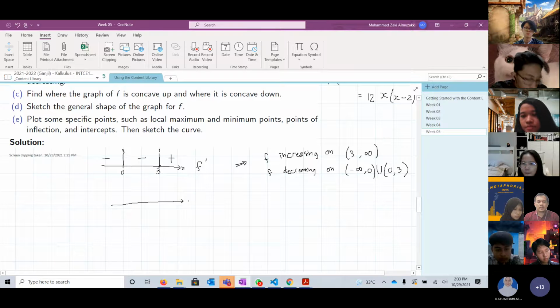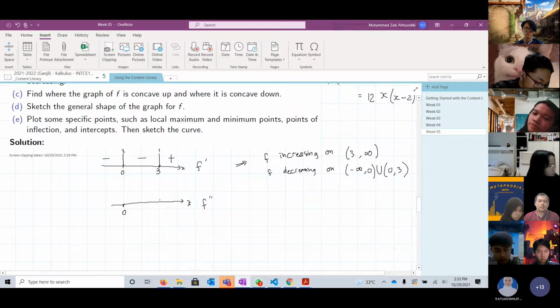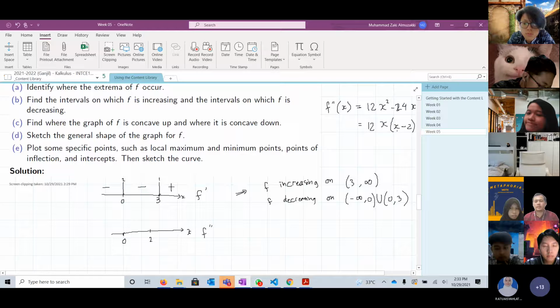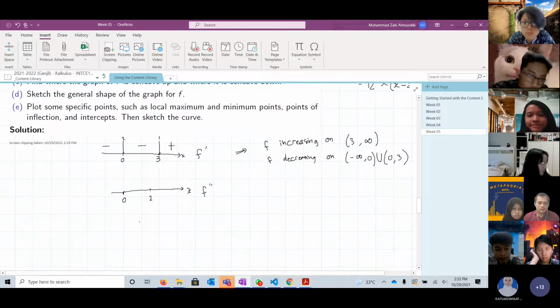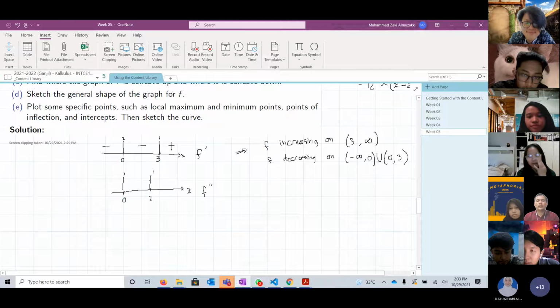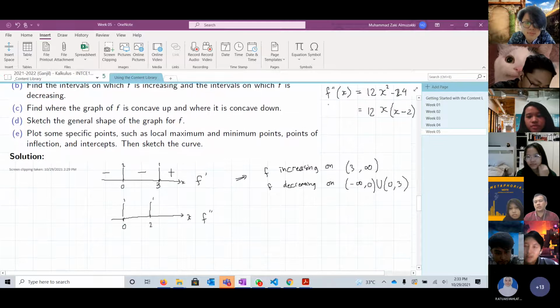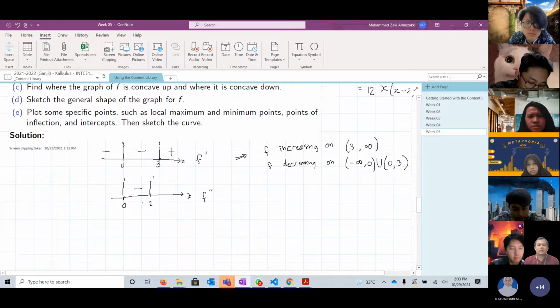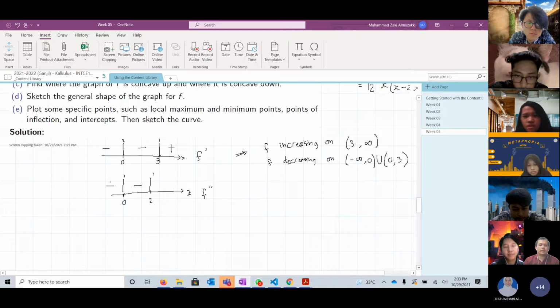For the second clue, here is x, and this is for f double prime. We have 0 and 2, from 12x times (x minus 2), and we build the wall, all of them with the power 1. If we put, let's say, 1, then we have negative. For the rest, we have positive.